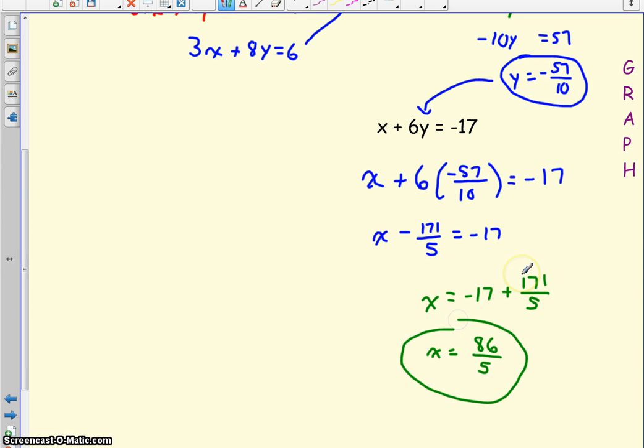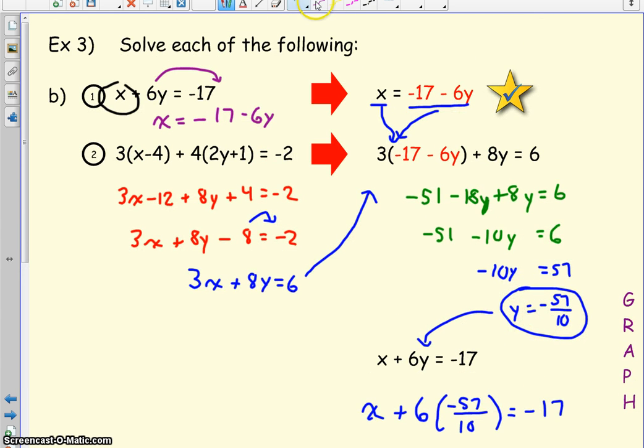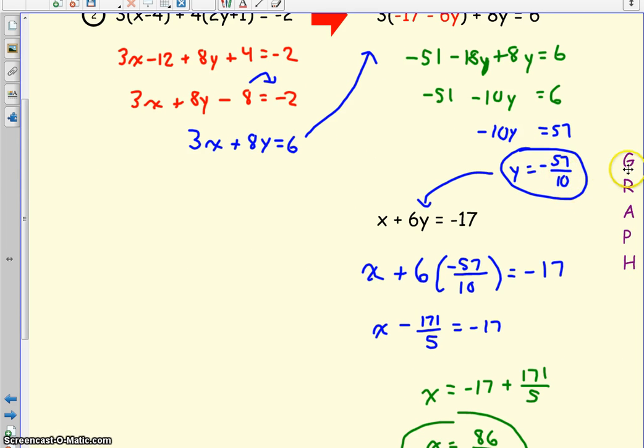Putting those together, we now have a point of intersection: x equals 86 over 5, y equals negative 57 over 10. Just to check, we'll see we get the answer up there. So that would be a point of intersection.